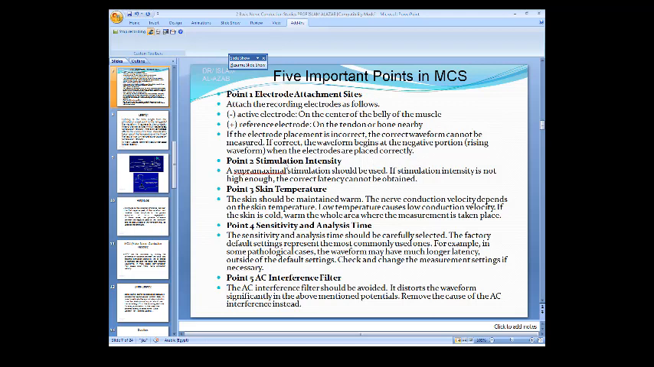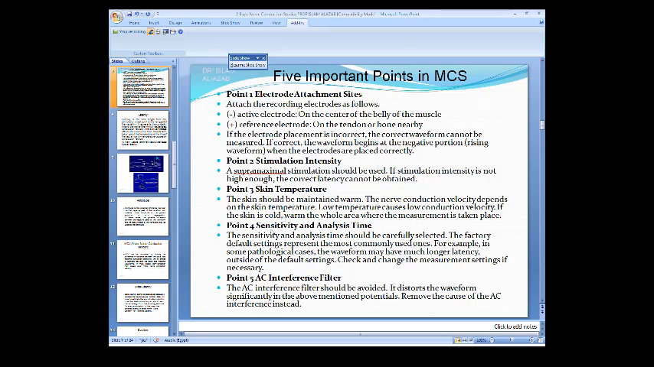Point 2. Stimulation intensity. A supramaximal stimulation should be used. If stimulation intensity is not high enough, the correct latency can't be obtained. Point 3. Skin temperature. The skin should be maintained warm. The nerve conduction velocity depends on the skin temperature. Low temperature causes low conduction velocity. If the skin is cold, warm the whole area where the measurement is taking place.